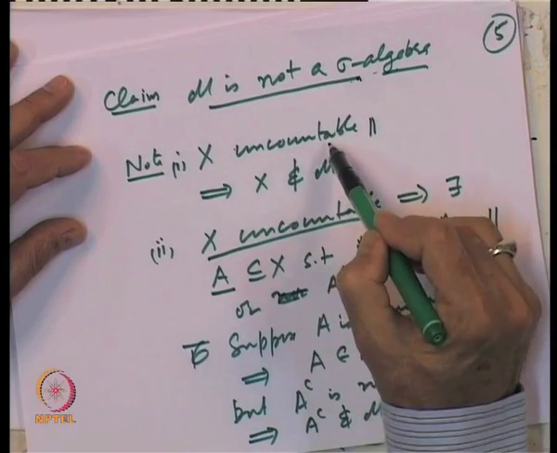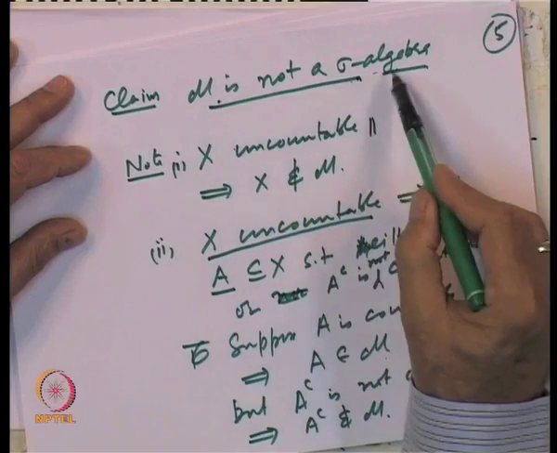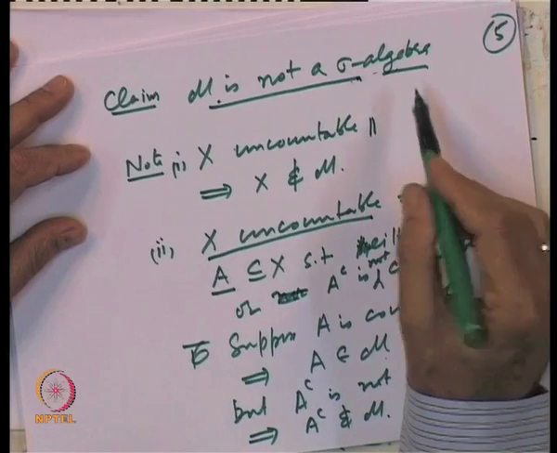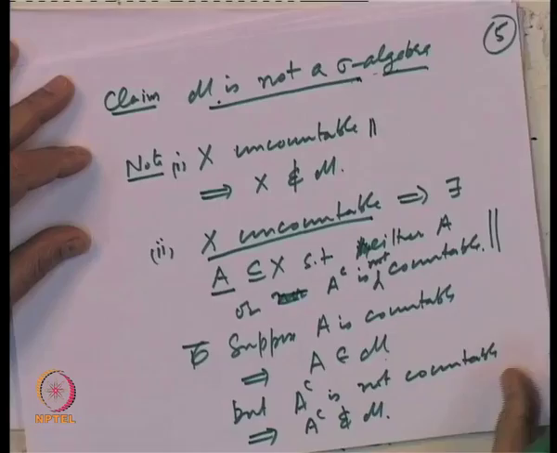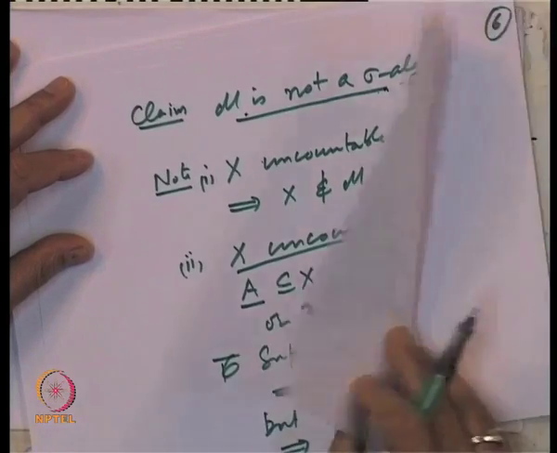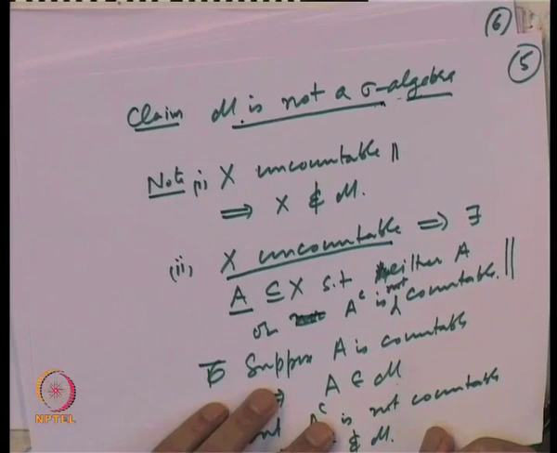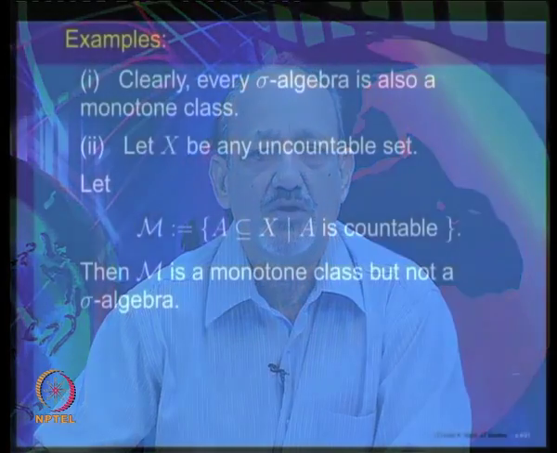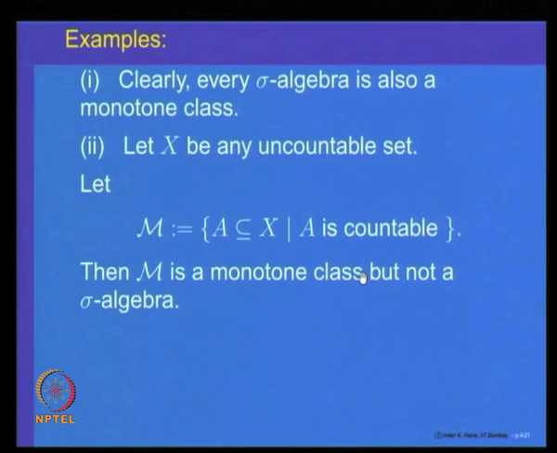So, when X is uncountable, the collection M of all countable subsets of it is a monotone class, but it is not a sigma algebra. So, every sigma algebra is a monotone class, but the converse need not be true. This is what we have shown just now: every sigma algebra is a monotone class, but there exist examples of monotone classes which are not sigma algebras.